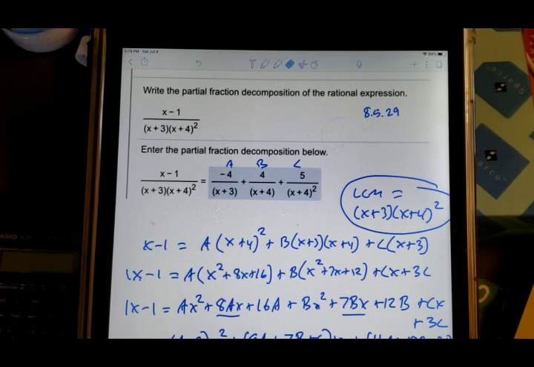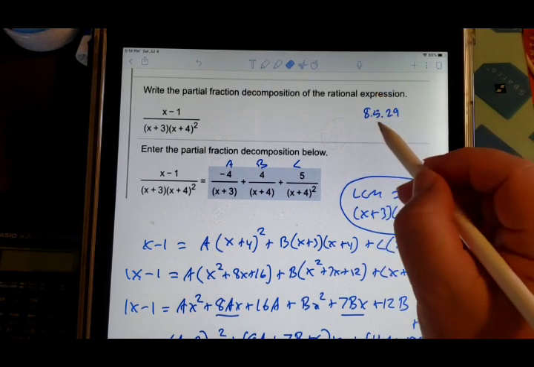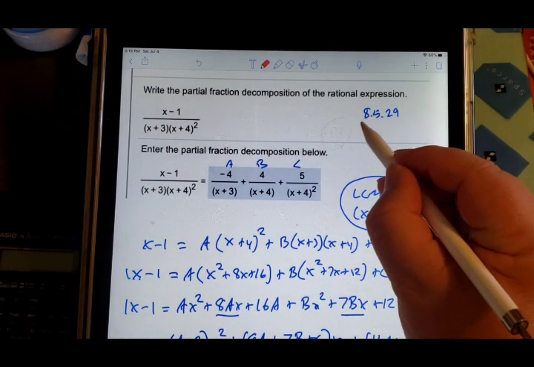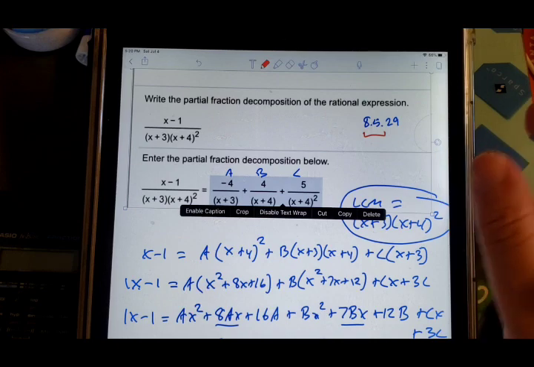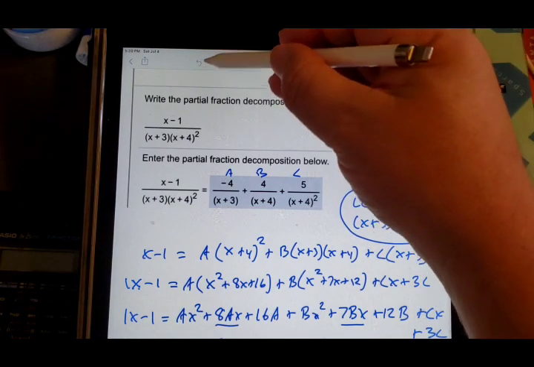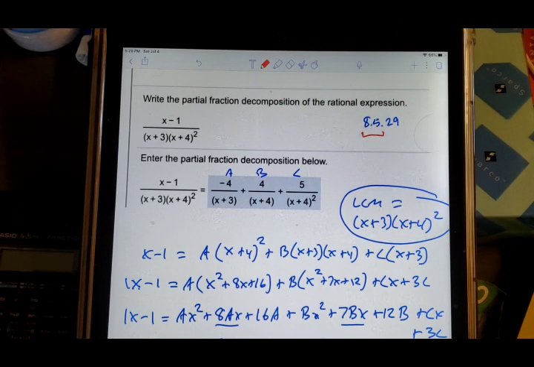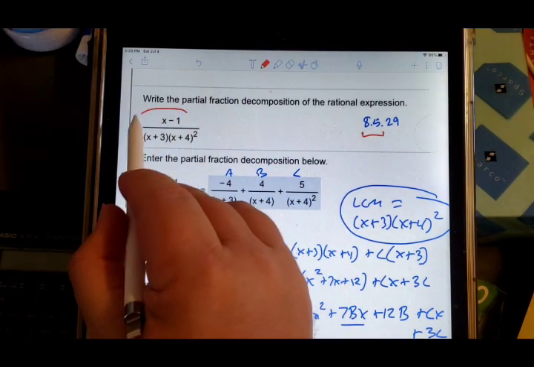All right, welcome back. Section 8.5. This is section 8.5, part 2. And by the way, this is problem 8.5.29. You can see the problems in your book at any time. We have this question.